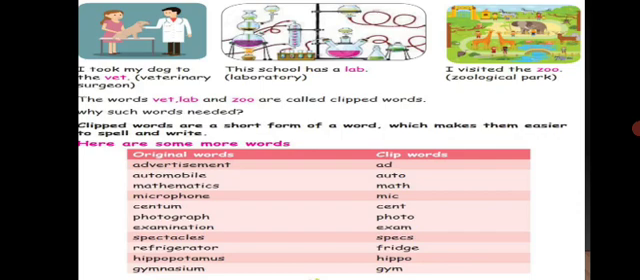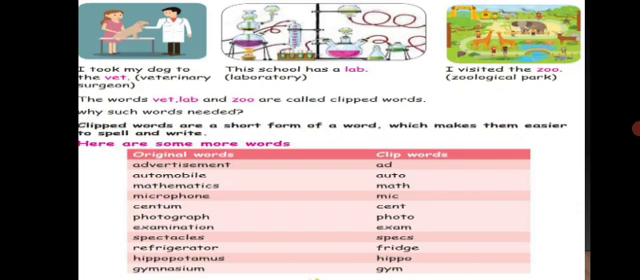Okay, now let's see what they have given in the book. I took my dog to the veterinary surgeon. This school has a laboratory. I visited the zoo, zoological park. Children, in this, the words vet, lab, and zoo are called clipped words.